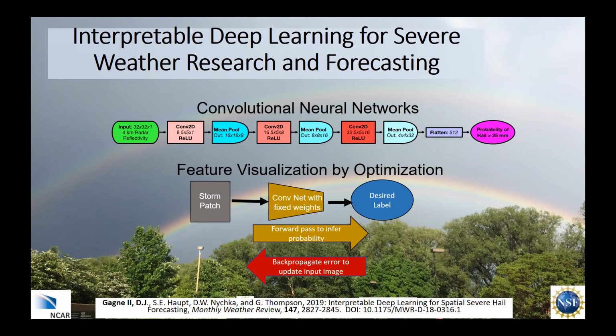What type of storm would produce a probability of hail greater than 25 millimeters? So of course, there's this forward prediction given a storm patch: is it a hailstorm greater than 25 millimeters or not? But in addition, using a back propagation method to update the input image, he could derive what types of storms are likely to produce hail.